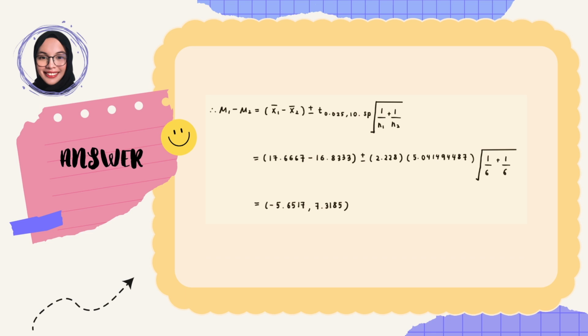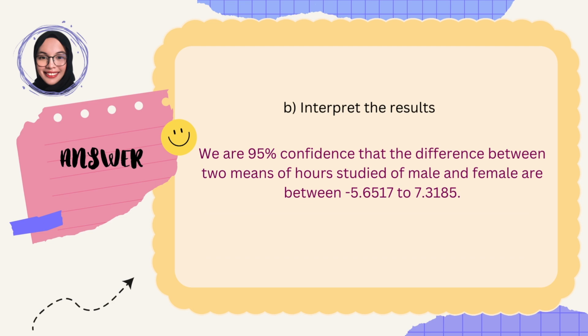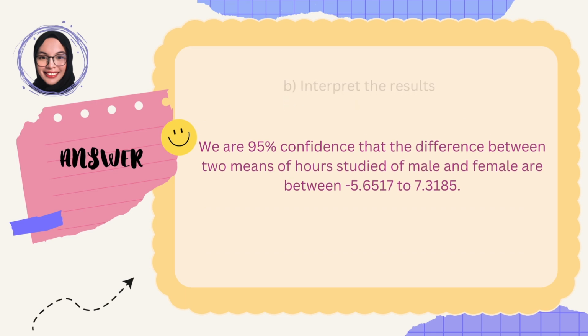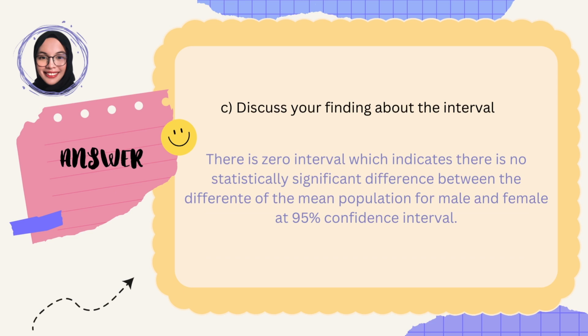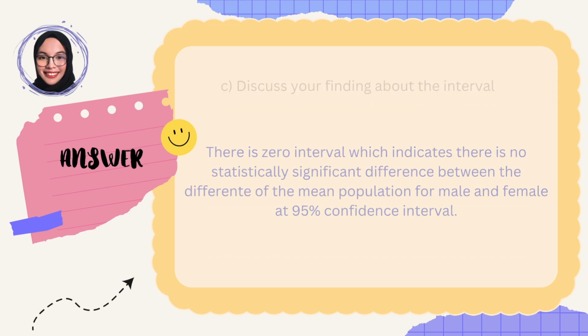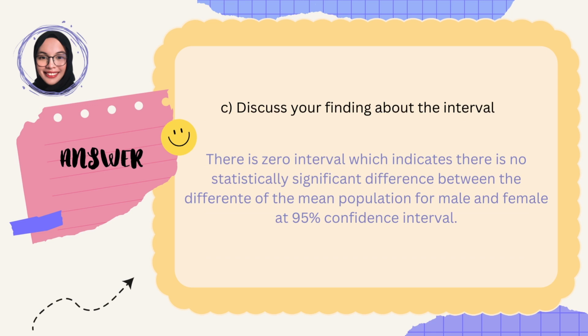As we substitute all of the values that we get into the formula, we manage to get the final answers, which are negative 5.6517 and 7.3185. To interpret the results, we are 95% confident that the difference between the two means of hours studied of male and female is between negative 5.6517 to 7.3185. As we can conclude, the interval contains zero, which indicates there is no statistically significant difference between the mean populations of male and female at the 95% confidence interval.